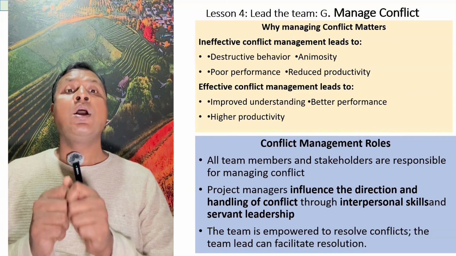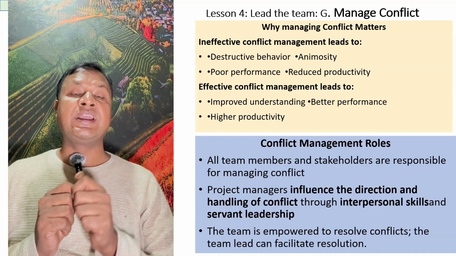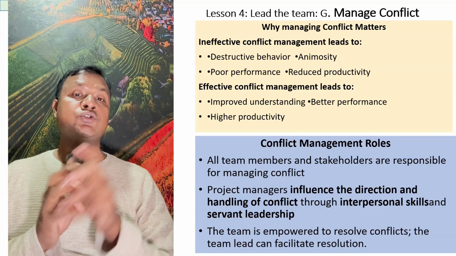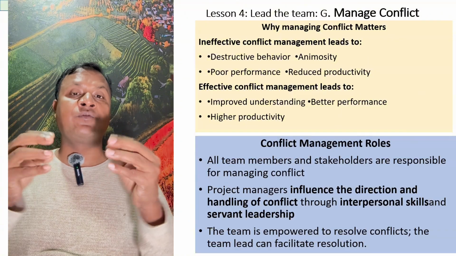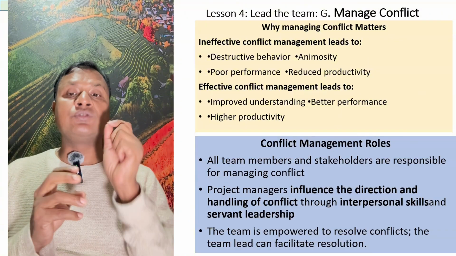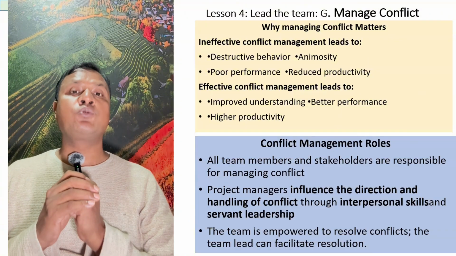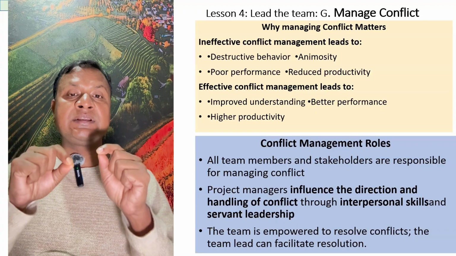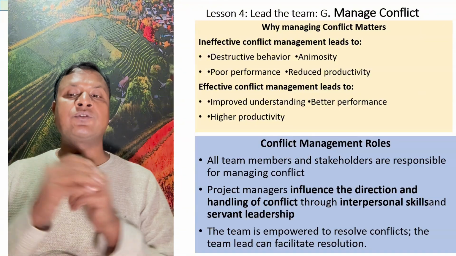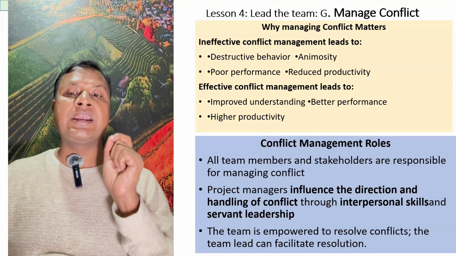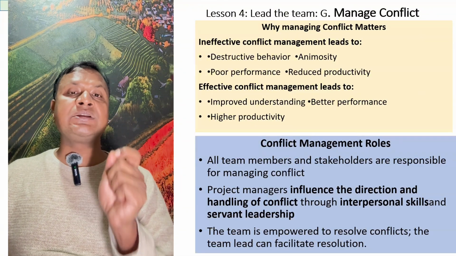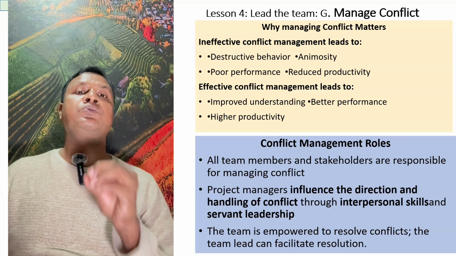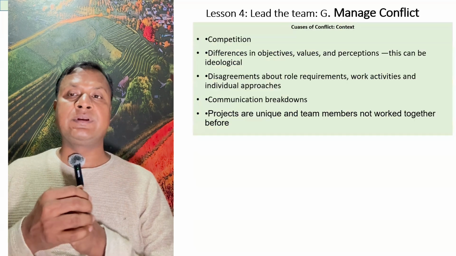So on conflict management roles: all team members and stakeholders are responsible for managing conflict. Project managers influence the direction and handling of conflict through interpersonal skills and servant leadership. So each team member is responsible for reducing conflict, and the team is empowered to resolve conflicts. At first, the team itself will work on reducing the conflict, and the team lead can facilitate resolution. So the team lead, scrum master, agile coach, or project manager will facilitate to reduce the conflict.